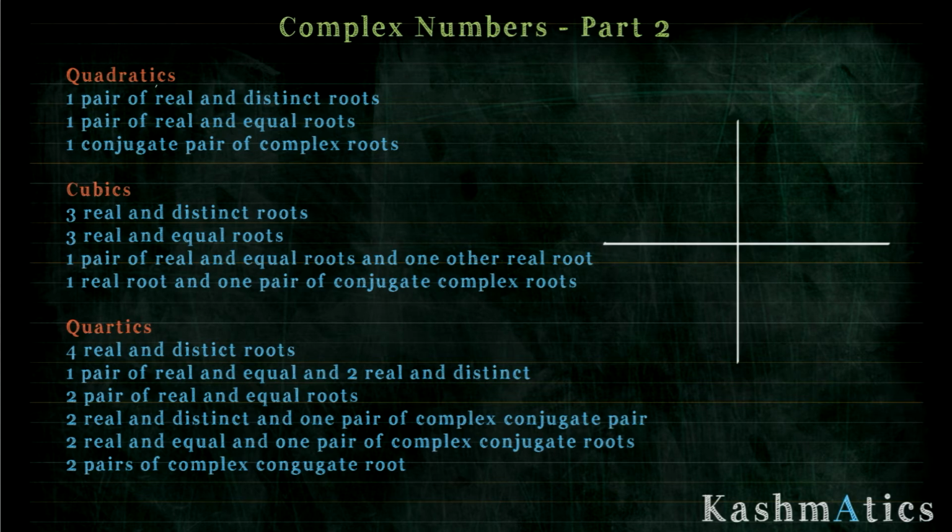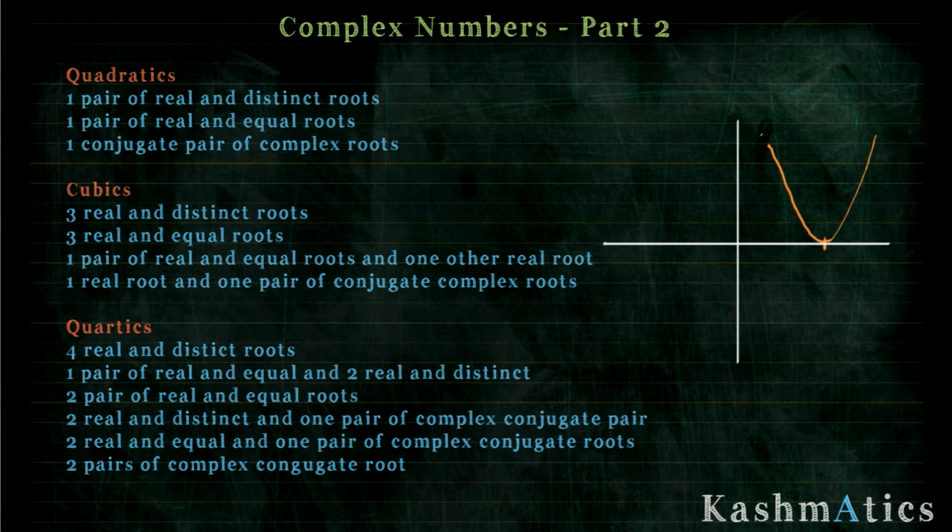The first one is a pair of real and distinct roots. This is for a quadratic, and that'll happen where the quadratic crosses the x-axis twice. So you can see you've got two distinct and real roots. The second is where you have a pair of real and equal roots, and that's going to happen where the quadratic comes down, just touches the axis and goes back up. So you've got a pair of real but equal roots.